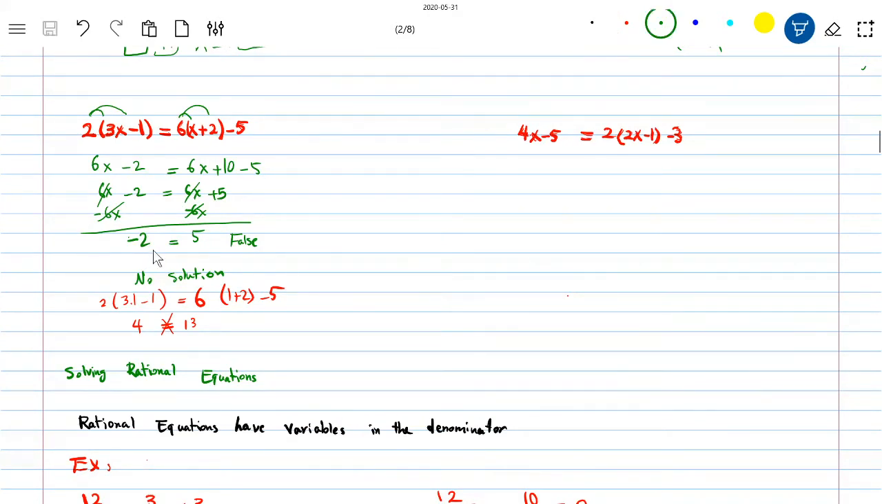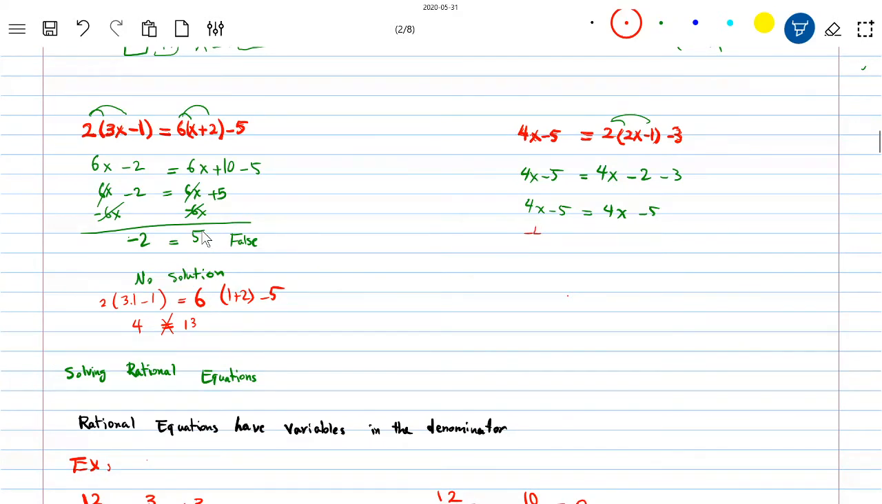How about if we try the other example? 4x minus 5. There's nothing to do on the left side, but on the right side you should be able to distribute that to 4x minus 2 minus 3. Still there. You'll have 4x minus 5. Right side is 4x minus 5 as well. You see the same expression. You expect an identity, but still go through the process.